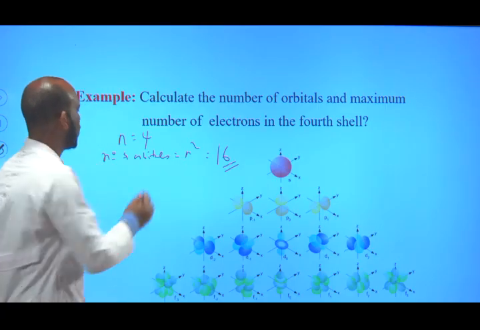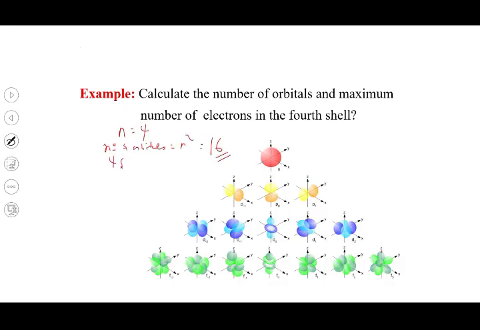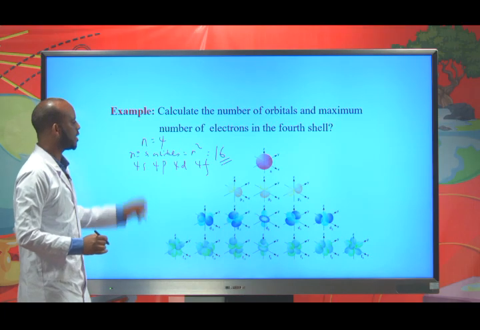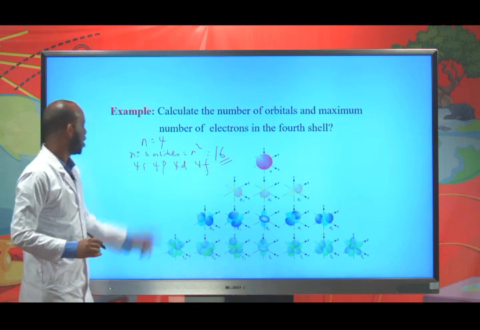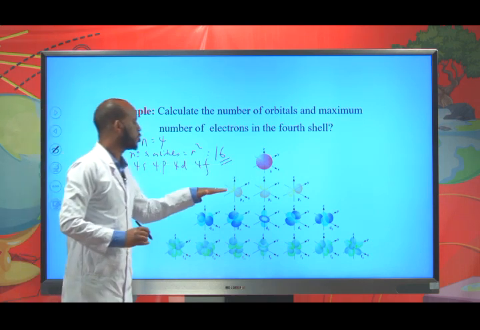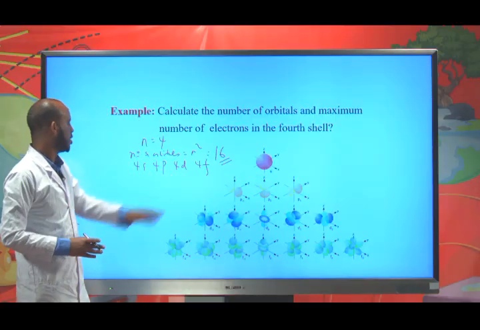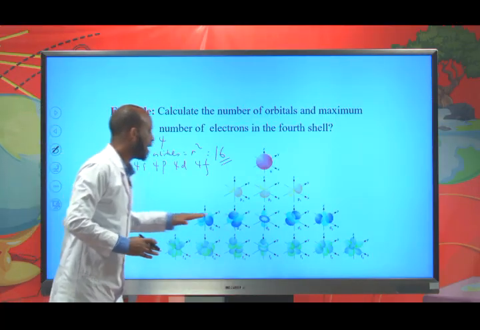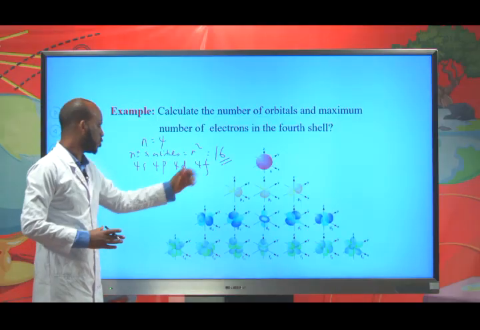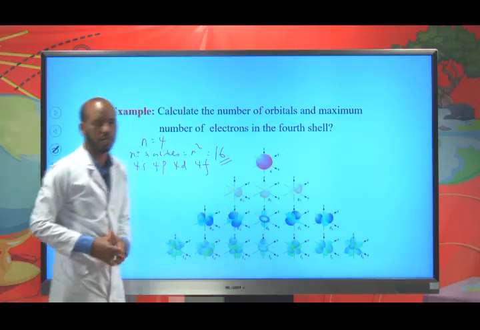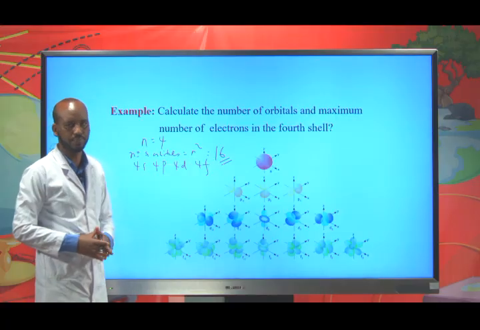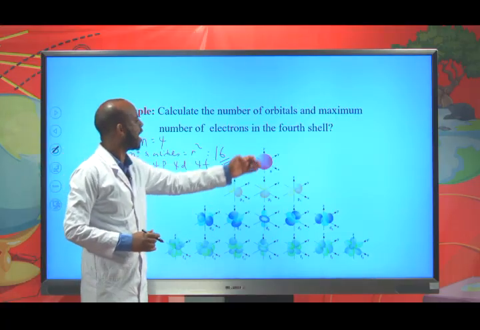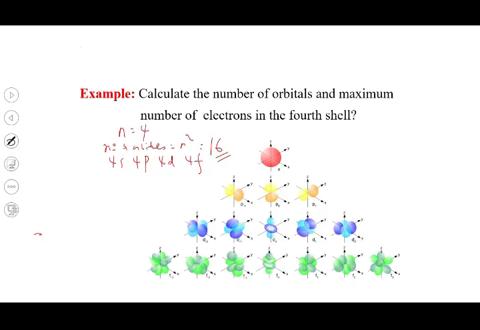What are these? 4s atomic orbital, 4p atomic orbitals, 4d atomic orbitals, and 4f atomic orbitals. The s subshell has 1 orbital. The p subshell has 3 atomic orbitals. The d subshell has 5 atomic orbitals. The f subshell has 7 atomic orbitals. Total 16.